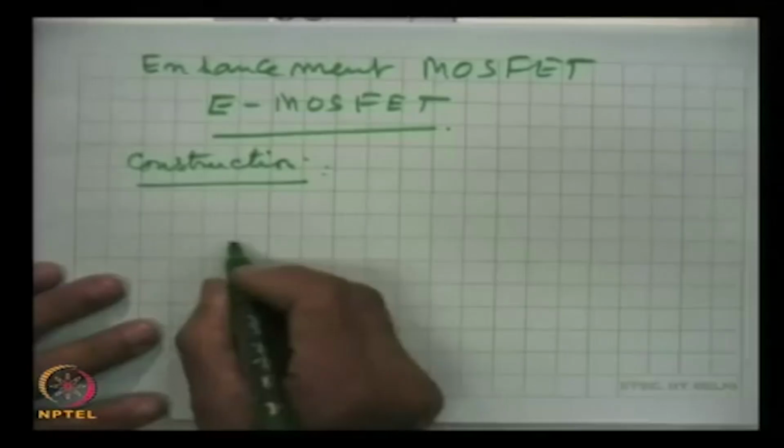In the depletion MOSFET, whether there is any voltage applied to the gate or not, because of the presence of the channel, there was a current, drain current for applied voltage between drain and source. So, the construction goes like this.